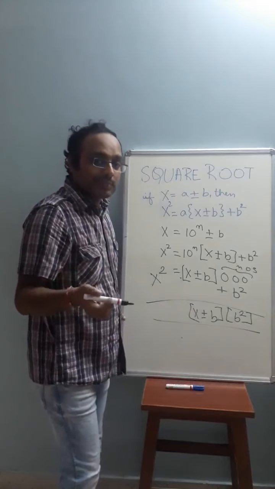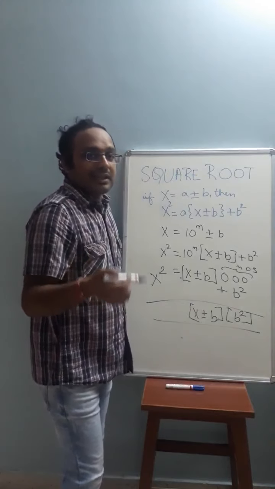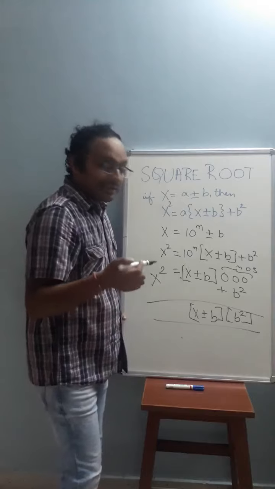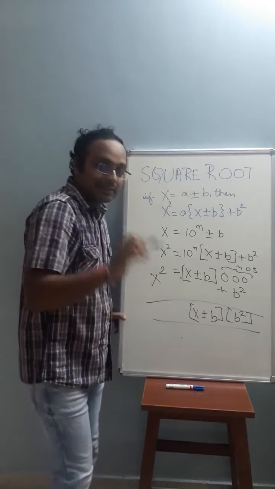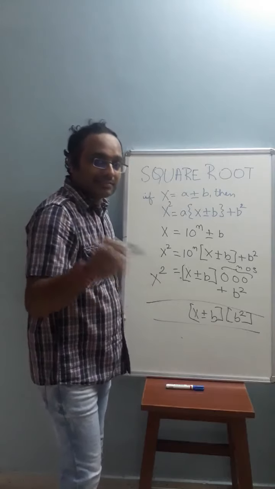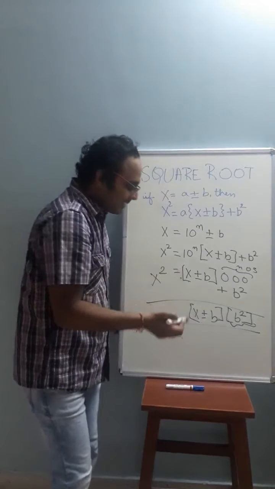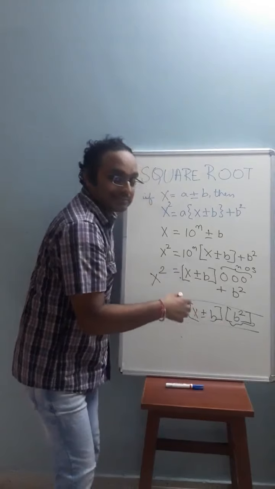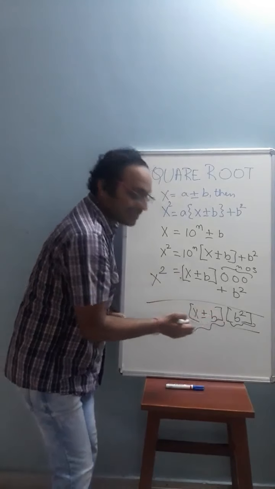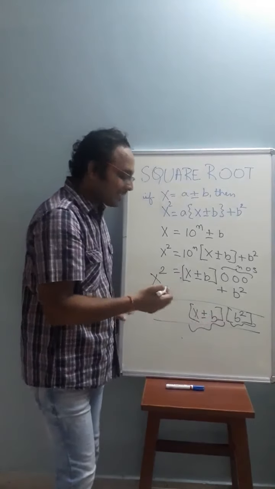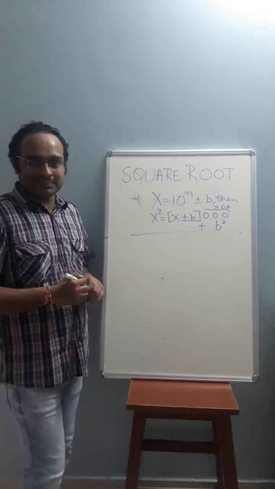Suppose if b square cannot be expressed in n digit format, so in that case what will happen is the first n digits from the right hand side will come here, and the excess digits will be added to x plus or minus b. And let's see how does that behave.